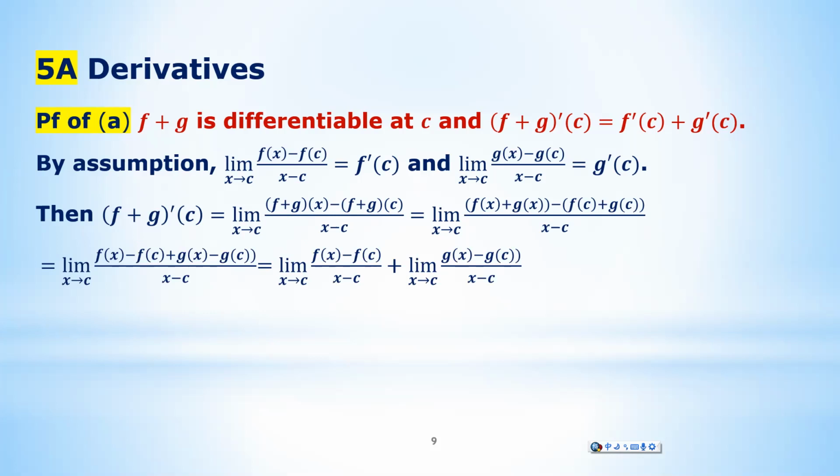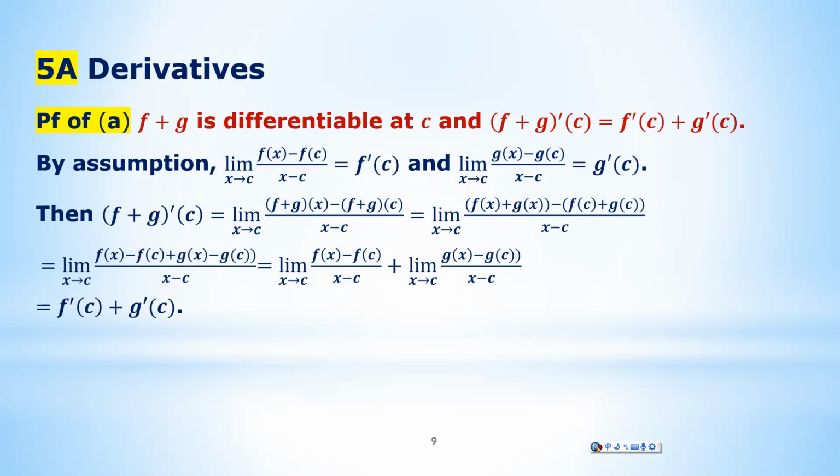Okay. And then I can break, using the limit property, this limit into the sum of two limits. Right in the middle, I can break it into these two individual limits, and these two individual limits are exactly equal to f prime c and g prime c. So if you look at the left side, (f plus g) prime, now the right side is f prime c plus g prime c. So this actually proves our formula.